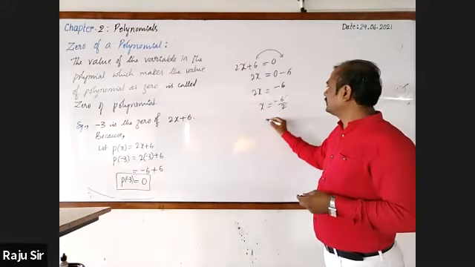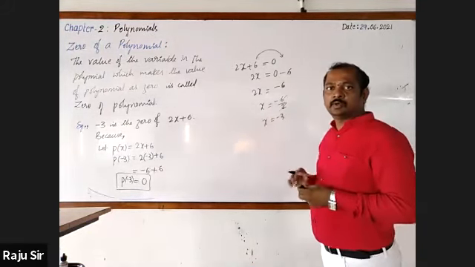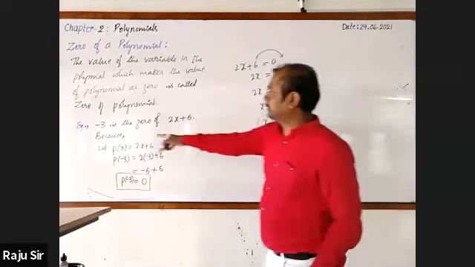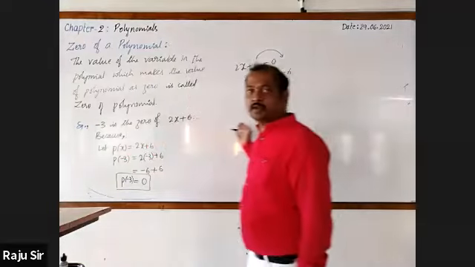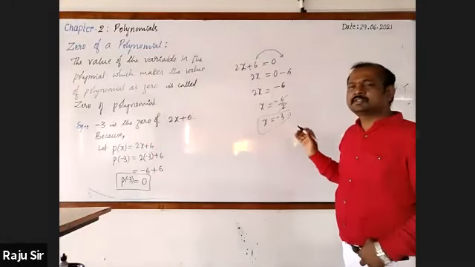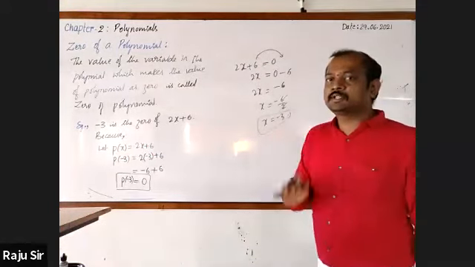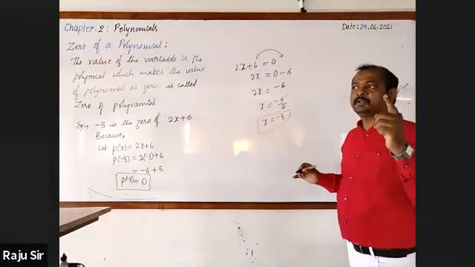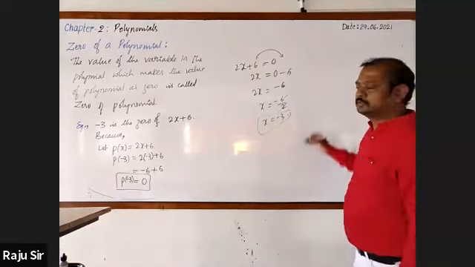Now cancel it. x equal to minus 3. So see that we got minus 3. Therefore, minus 3 is called the zero of the polynomial. This is a simple method. You know the example here. You can tell just with mental calculation.